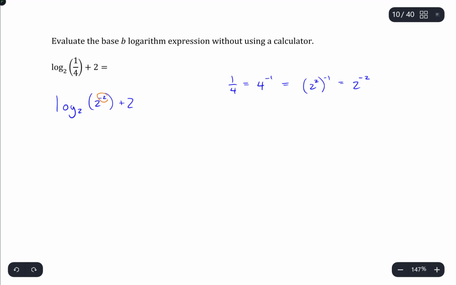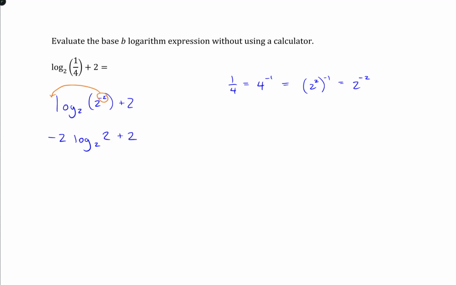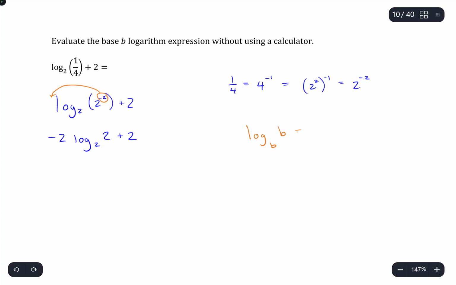Okay, now I have an exponent on the argument of my logarithm. Properties of logarithms say you can pull that out front as a constant multiplier. Okay. Another property of logarithms says that a log base b of b is equal to 1.